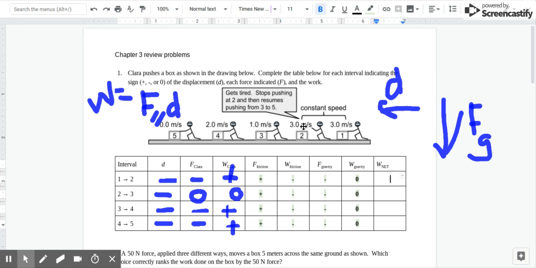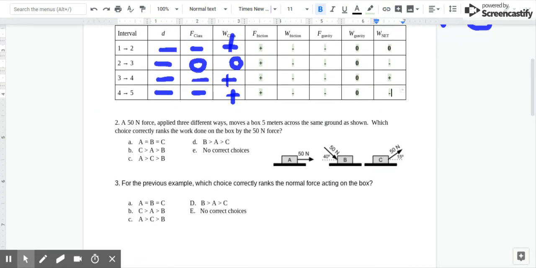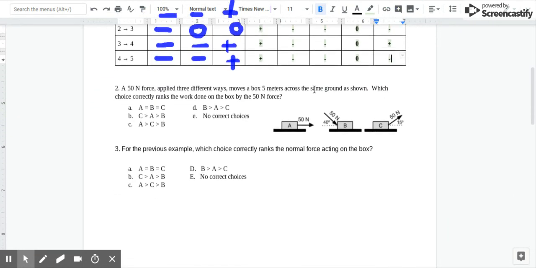So from points 1 to 2, the speed stays the same, so the net work is 0. From 2 to 3, the speed slows down, so the net work is negative. From 3 to 4, it speeds up, so the net work is positive. And from 4 to 5, it slows down, so the net work is negative. So that's number 1. Okay, number 2.